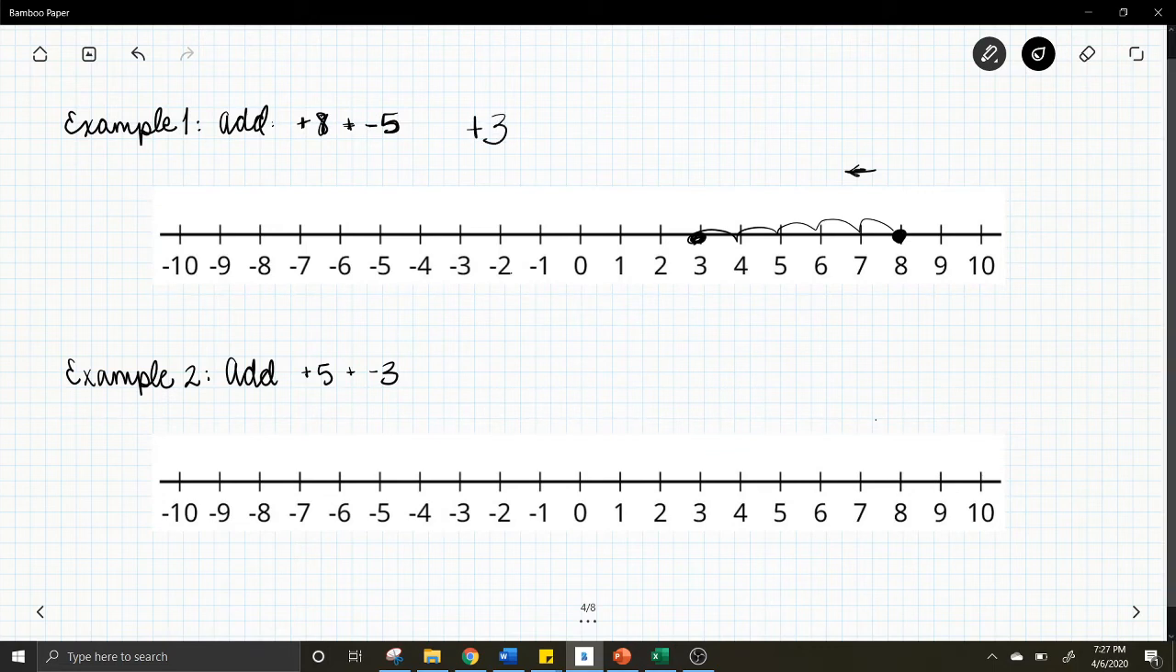And since we're not talking about temperature or like a loss of yardage or anything, we're just going to write it without the symbol. We're just going to say 3. Okay, so use your number line to help you here.